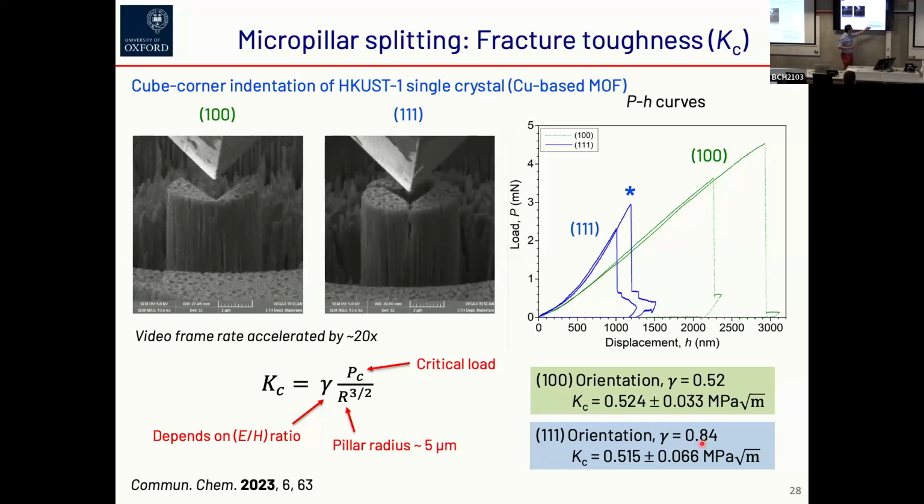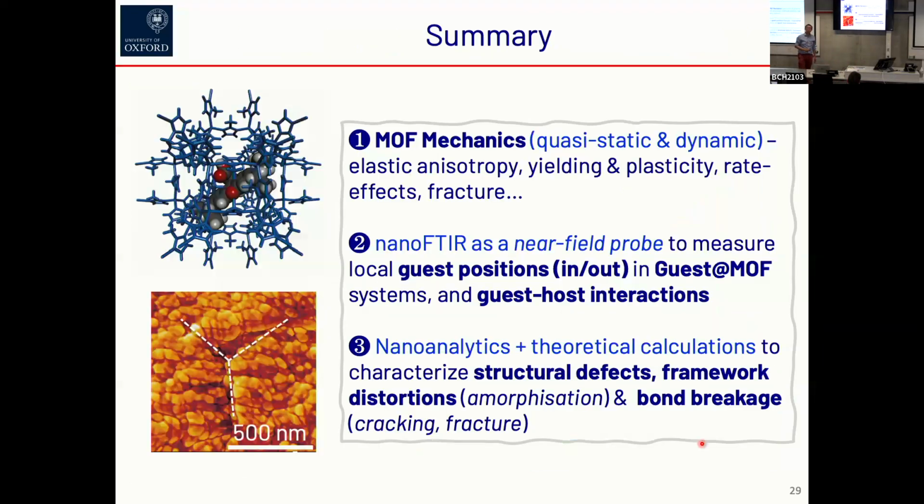They are not significantly different, although the curves look very different because of this dependence on the ratio E over H. They are very different for the anisotropic solids. I mean, anyway, the threefold symmetry, I think, is causing an issue here to really probe anisotropy.